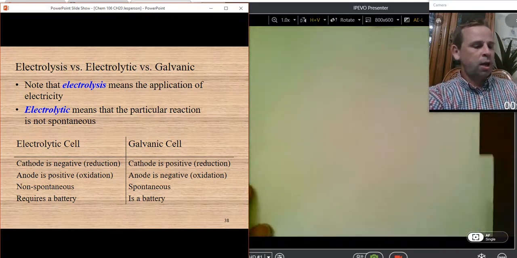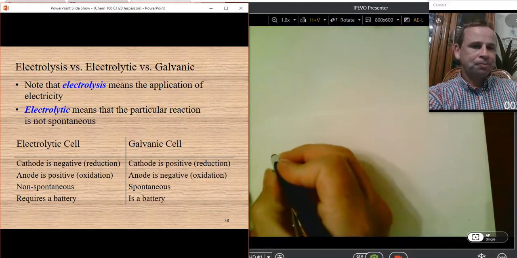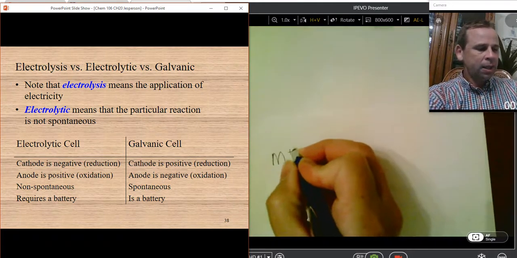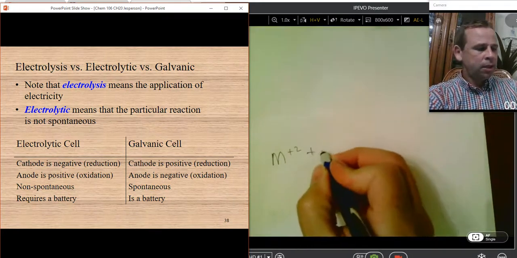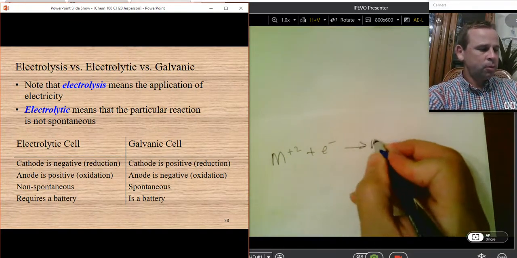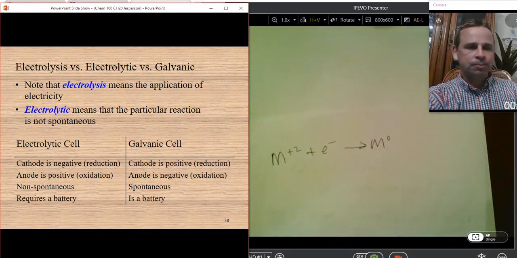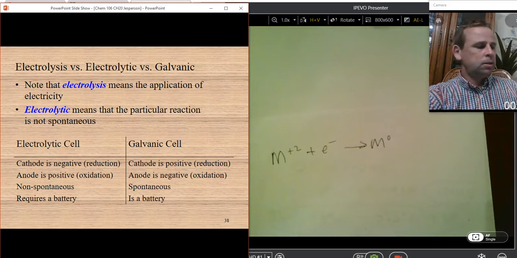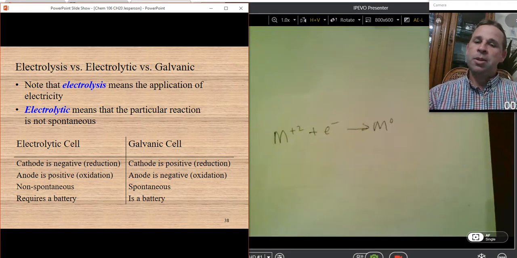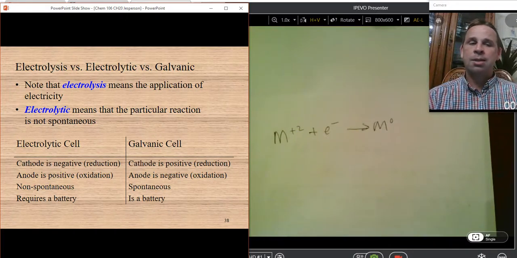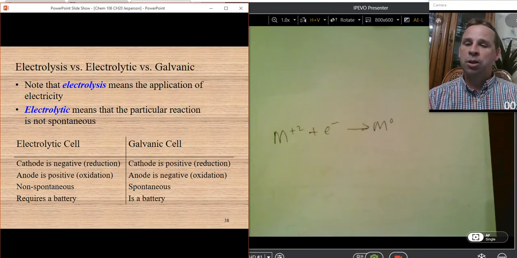Or in other words, you had some sort of a chemical reaction where you had the metal ion and electrons were given to it to form the metallic metal. All right? Now, this type of process is called an electrolytic cell. All right? It's not a cell that produces power. It's a cell that requires power to occur.